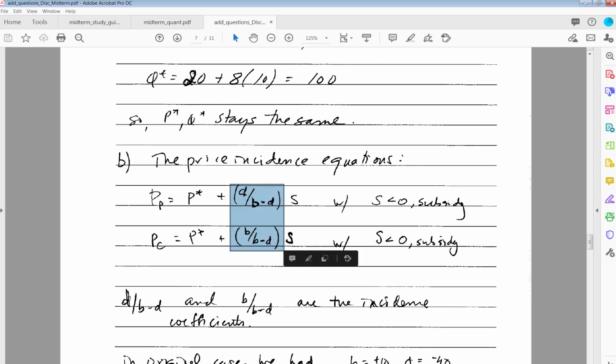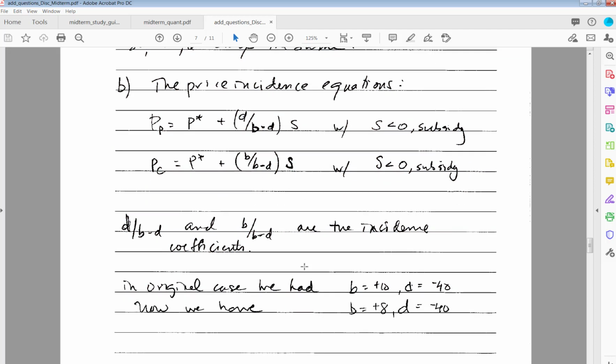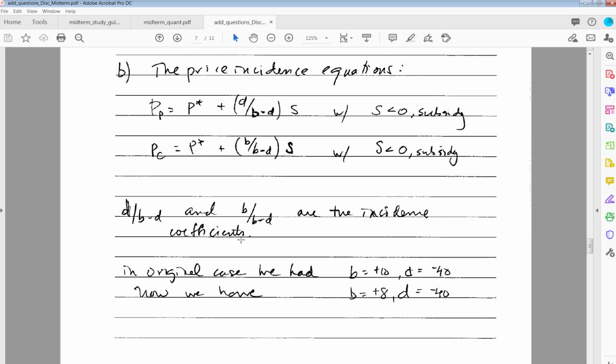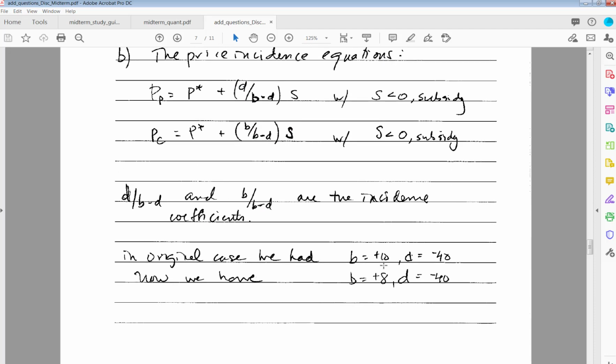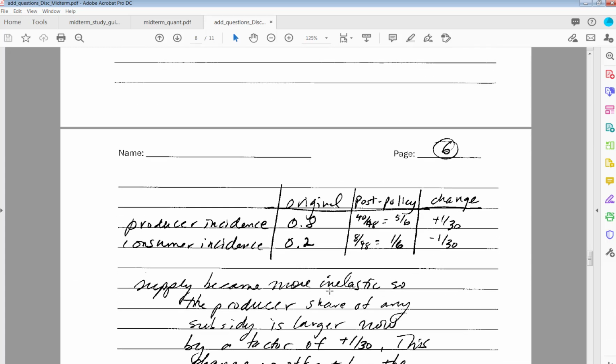I don't know how to tell you other than memorize it or have it in your notes, but we work through all the math to show that when we're doing the producer price, the numerator shows up as the demand slope. When we're doing the consumer price, the numerator shows up as the supply slope. So we got these two incidence coefficients. In the original case, we had B and D, 10 and negative 40. Now we have plus 8 and negative 40. So let's work from those.